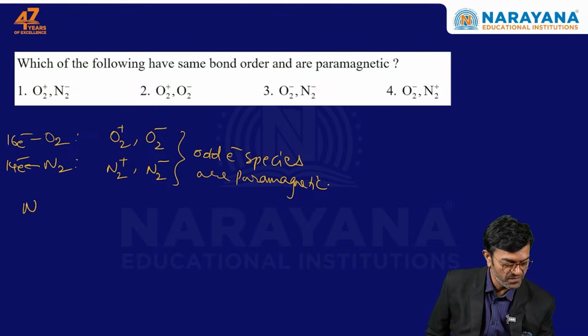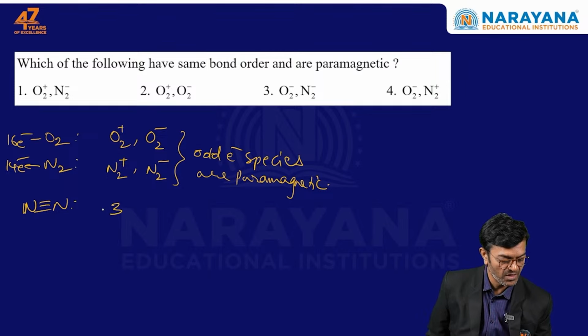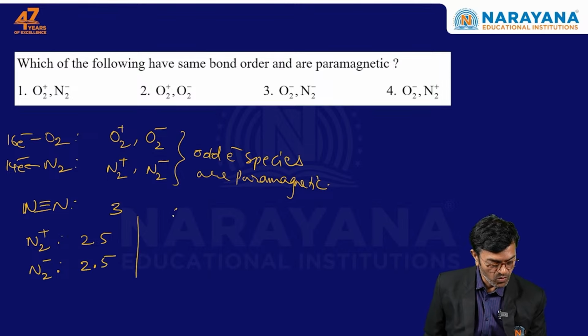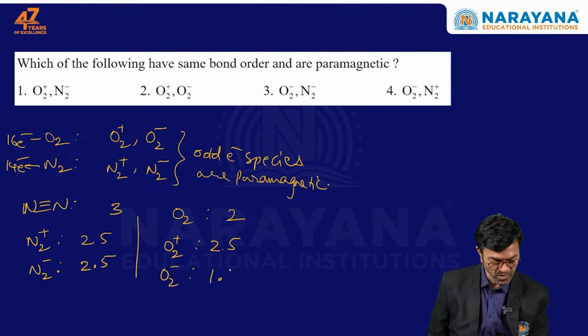N2 has a triple bond, so its bond order will be 3. So when you remove an electron, it becomes N2 plus, that is 2.5. When you add an electron, it becomes N2 minus, that is also 2.5. O2 bond order is 2. When you remove an electron, it becomes 2.5. When you add an electron, it becomes 1.5.